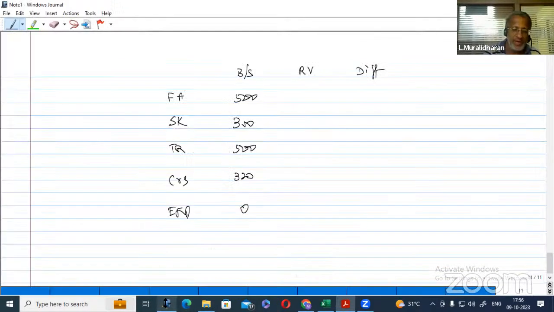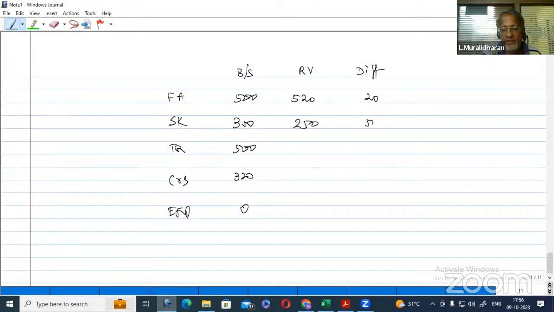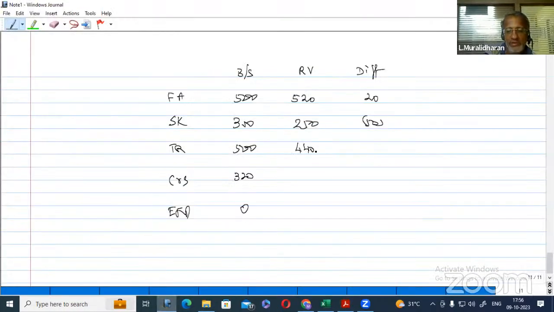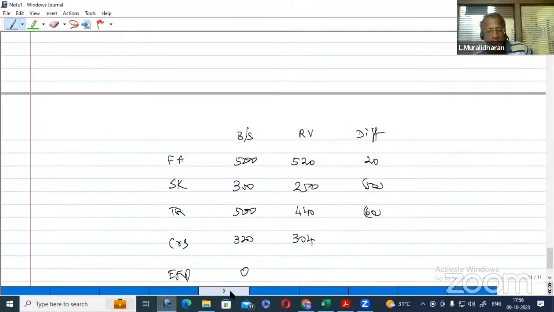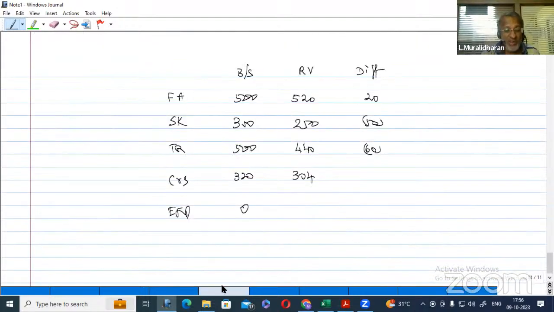Fixed assets realized 520. Difference is profit only. Stock. Whether it was sold or taken over, for me the same. 250. Which is a loss of 50. Trade receivable 440. 60 loss. 320. This becoming 304. Am I right? Is that 304? Yes, 304. So in case of liability, the less liability that you pay is a gain. Gain of 16. Expenses I never had, but I have to spend. So 6 rupees will be a loss.